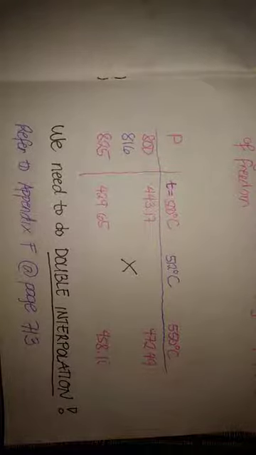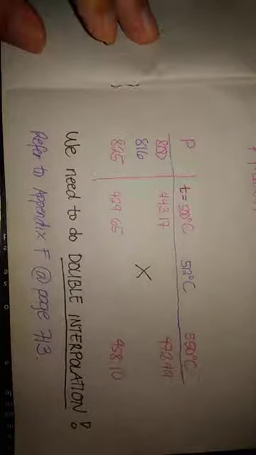It lies in between, so to do this one, we need to perform double interpolation, not single, because it lies between two values, the pressure and the temperature. So for this type of problem, we need to do double interpolation. To do that, we refer to Appendix F at page 715 of the book by Van Ness. So this will be our activity for today.